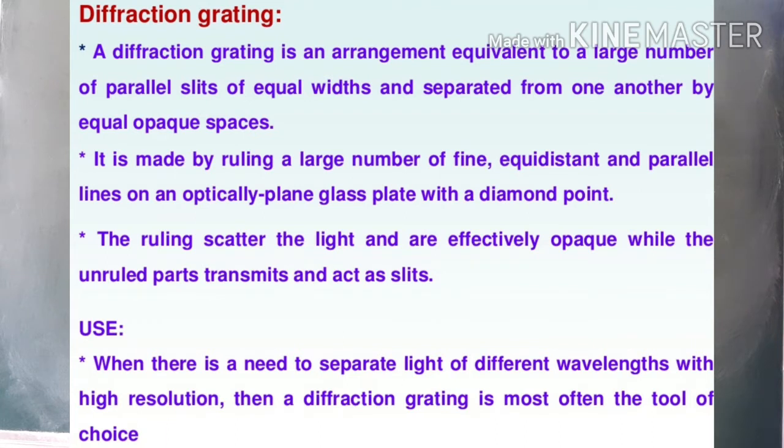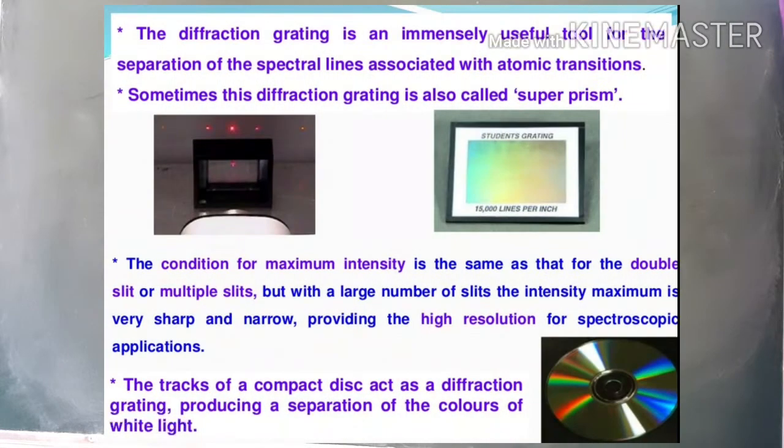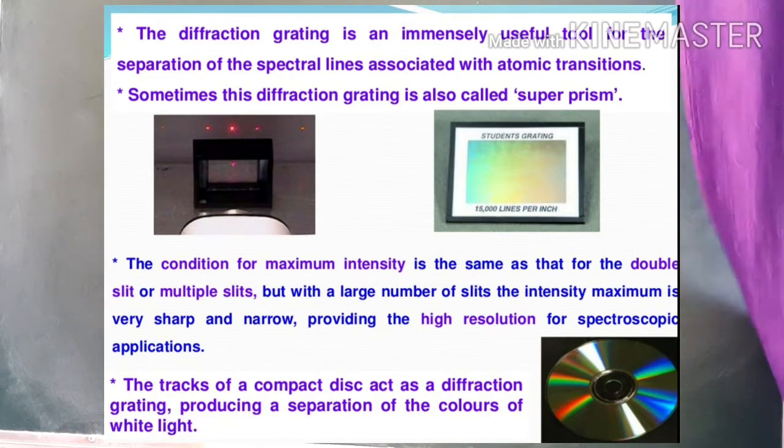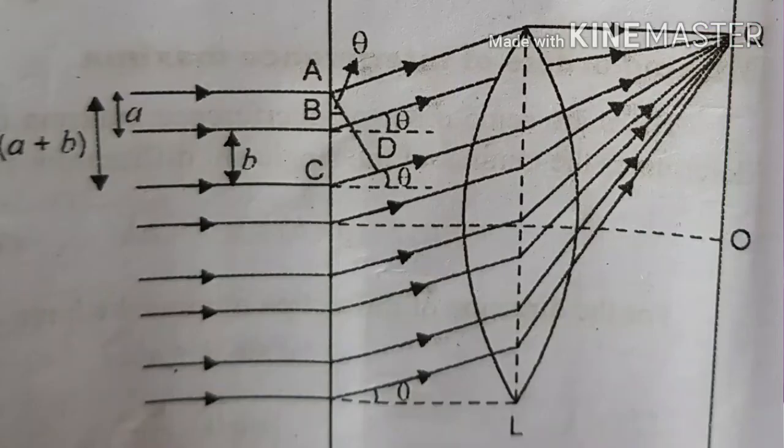Now suppose a plane transmission grating consists of n parallel slits, each of width small a, and separated by a distance small b. And let a plane wavefront of light from a monochromatic source having wavelength lambda be incident normally on the grating. According to the Huygens-Fresnel assumption, every point on each slit acts as a source of secondary wavelets in all directions, and a convex lens L is used to make them converge on the screen at point O.